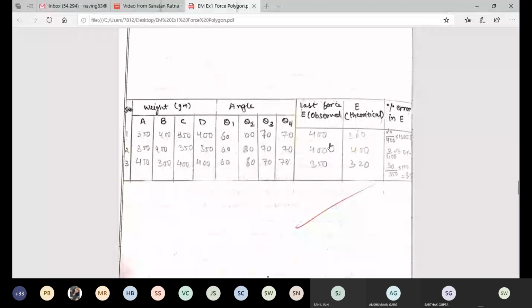If a person has made it for the first reading, then proceed for the second, and then for the third. Sir, do we have to make the diagram for all the three readings? Yes, you have to make the diagram for all the 3 readings in your practical file. Here you have to show me 2 diagrams, but in the practical file that you will be showing to me on next Tuesday, 3 readings or 3 polygons should be there.